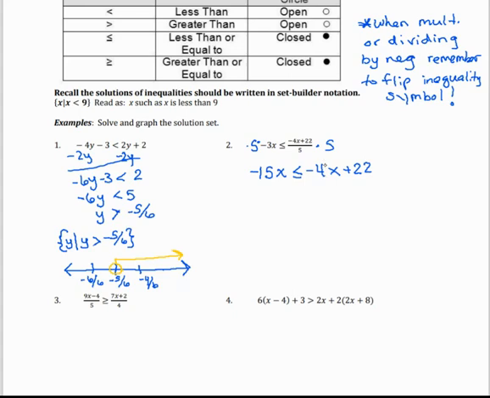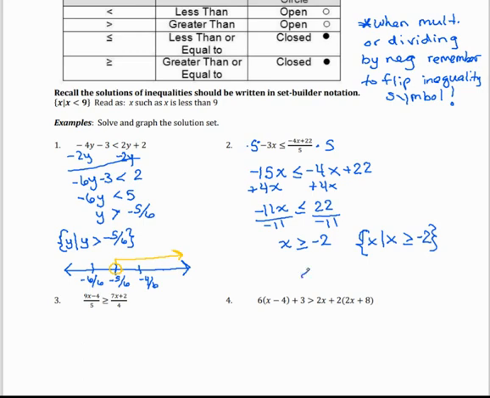Remember, I like to have that variable on the left-hand side, so I'm going to bring over the negative 4x, which means I'm going to add 4x, and that will give me negative 11x is less than or equal to 22. Divide through by negative 11, and I divided through by a negative, so I need to remember to flip my symbol. There's my solution, but let's write that in set builder notation. x such that x is greater than or equal to negative 2.